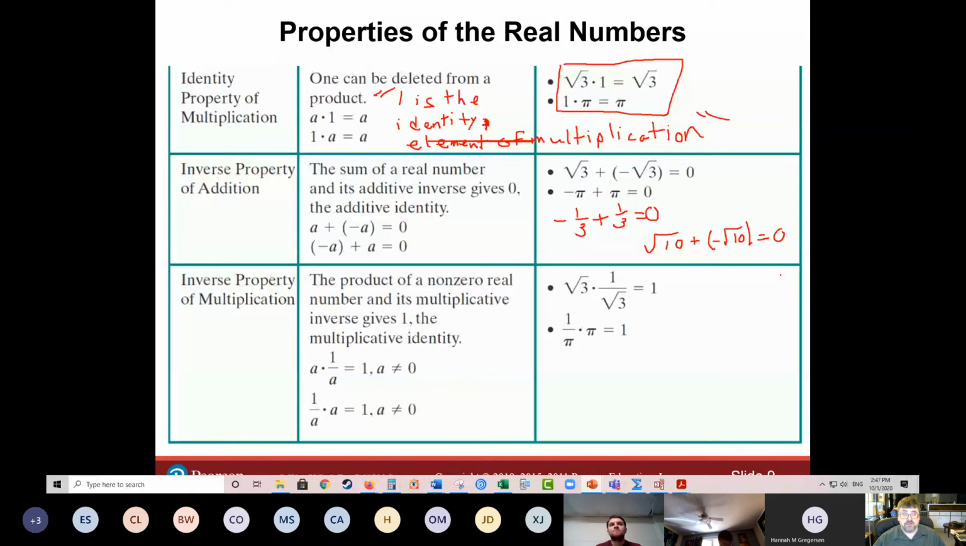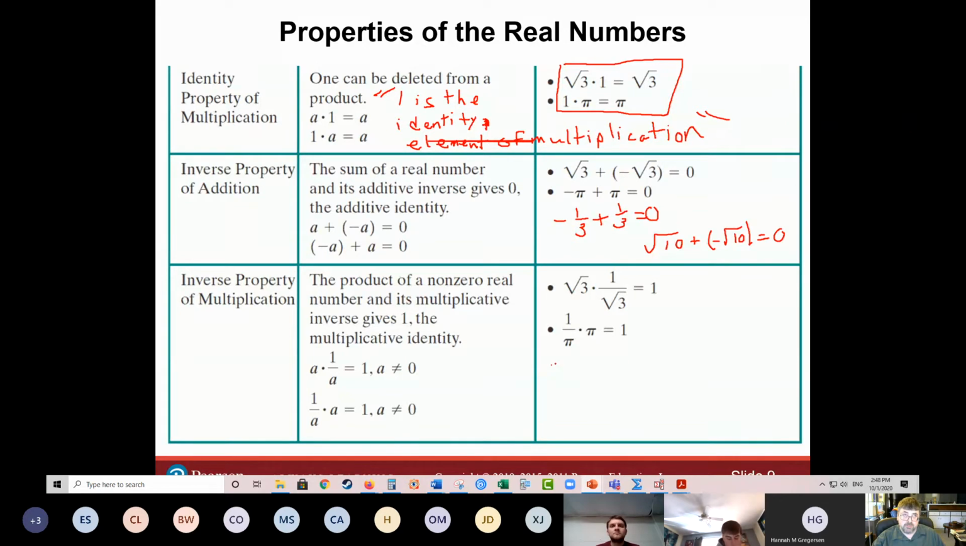And the final of our properties we're going to cover is the inverse property of multiplication, which is that the product of a non-zero real number and its multiplicative inverse gives us 1, which is the multiplicative identity, or the identity element of multiplication. And so you see a couple of examples here. The multiplicative inverse of the square root of 3 is 1 over the square root of 3. The multiplicative inverse of 1 over pi is pi.